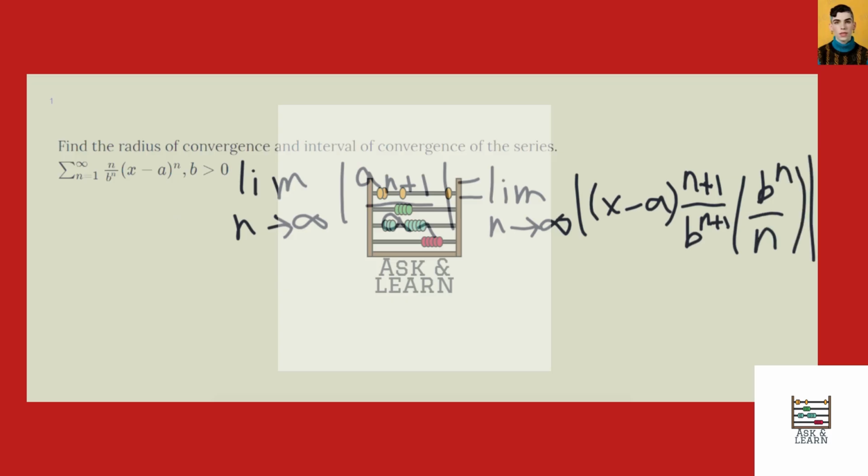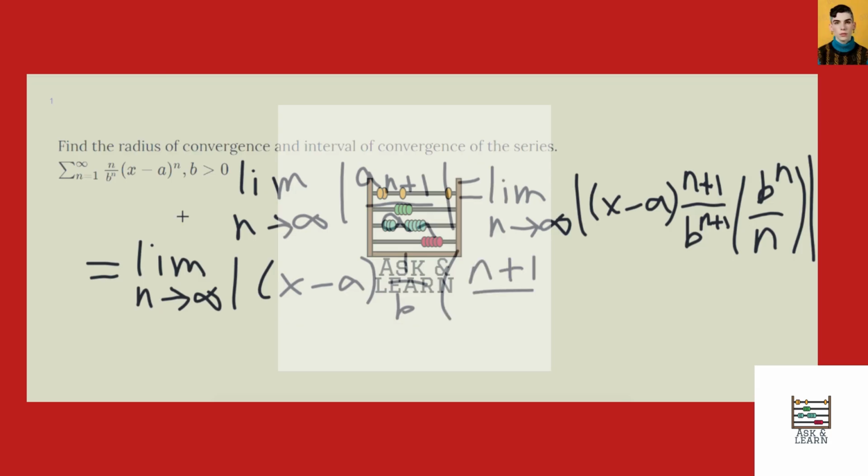Okay, so there's still some more simplifying to do here. This b to the n divided by b to the n plus 1, there's going to be some cancellations happening there. So that's going to turn out to be just 1 over b. And then we still have this n plus 1 over n. As n goes to infinity, n plus 1 over n goes to 1. So this is absolute value of x minus a over b. And as we mentioned, we want for this to be less than 1.